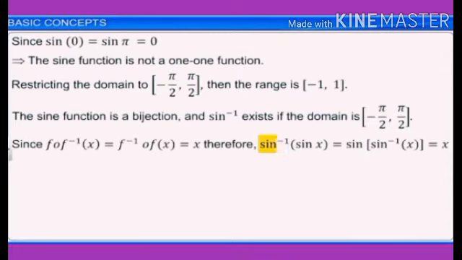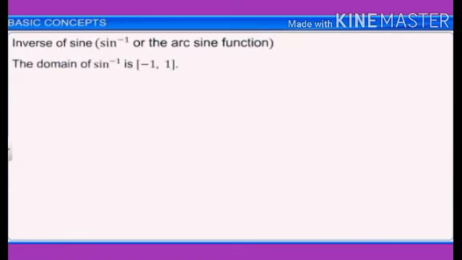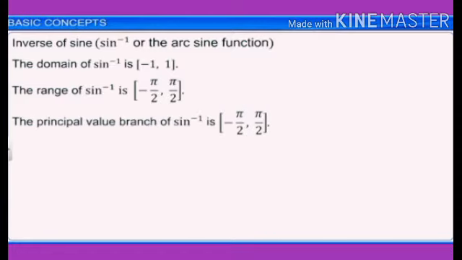Sine inverse of sine of x is equal to sine of sine inverse of x, which is equal to x. Further, even if the domain of the sine function is restricted to the intervals shown here, its range will still remain the same. Now, let us define the inverse of the sine function in the given intervals. The domain of the sine inverse is closed interval -1, 1, and its range is closed interval -pi upon 2 to pi upon 2. The branch with the range -pi upon 2 to pi upon 2 is known as the principal value branch of the sine inverse function.